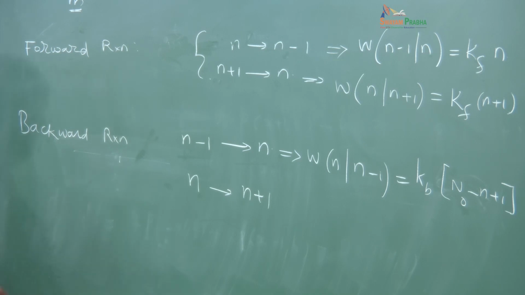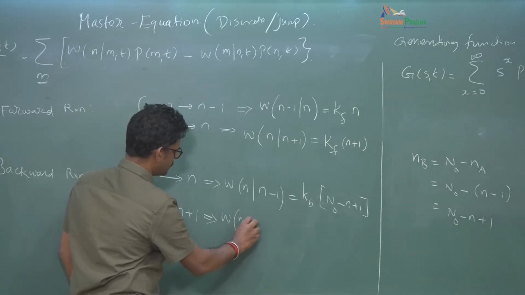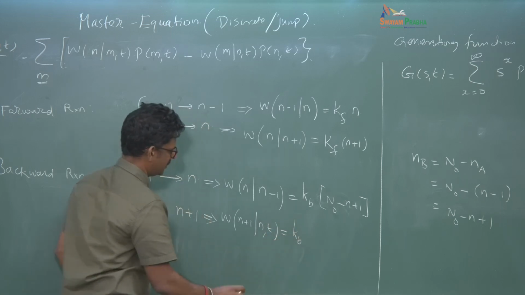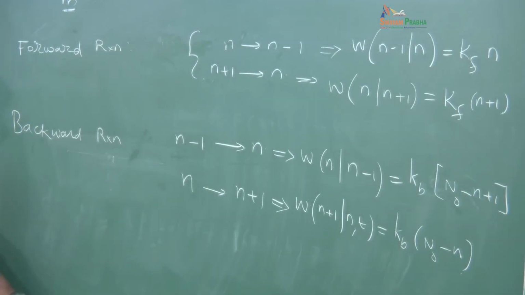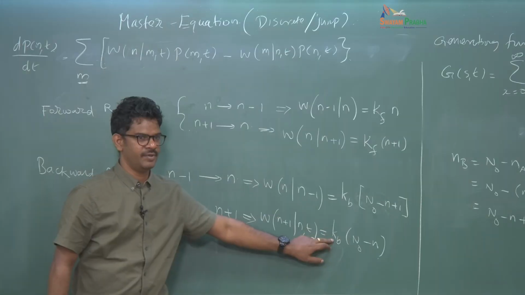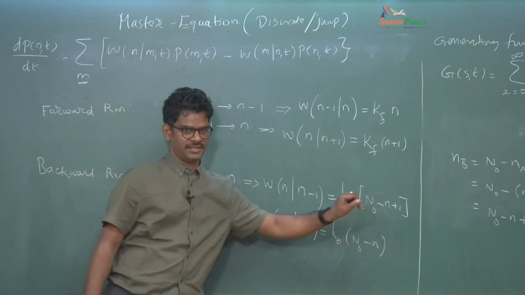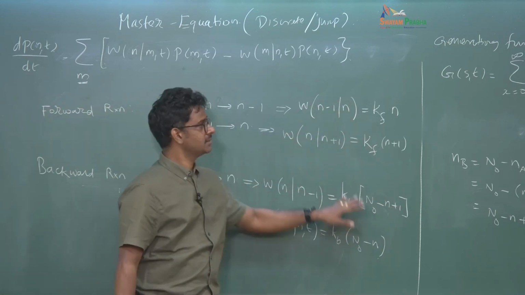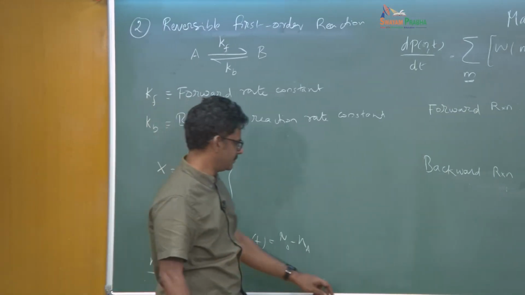Okay, similarly let us write this: W n plus 1 n comma t, Kb n naught minus n. So the backward reaction going from n to n plus 1 depends on the rate constant Kb. When the number of molecules of A is n, the number of molecules of B is n naught minus n. Okay. So having defined all these rate constants, now we can substitute that here, and then we'll get the master equation for this.